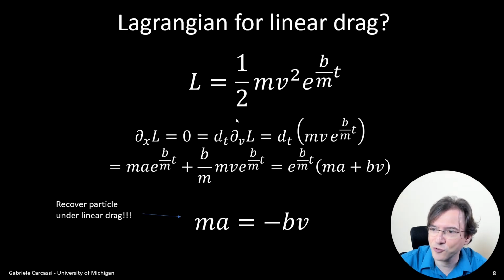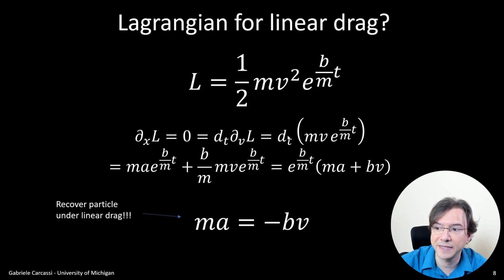And look at this, let's try with this Lagrangian. L equals 1/2 mv squared e to the b over m t. We apply our Lagrange equation. We have the derivative of L with respect to x. There is no dependence on x, and this is 0. And this has to be equal to the derivative in time of the derivative in velocity of L. And so we put L here, and we do the derivative of velocity. Well, this is the only term that depends on the velocity, so this 2 goes down. We have mv e to the b over m t.